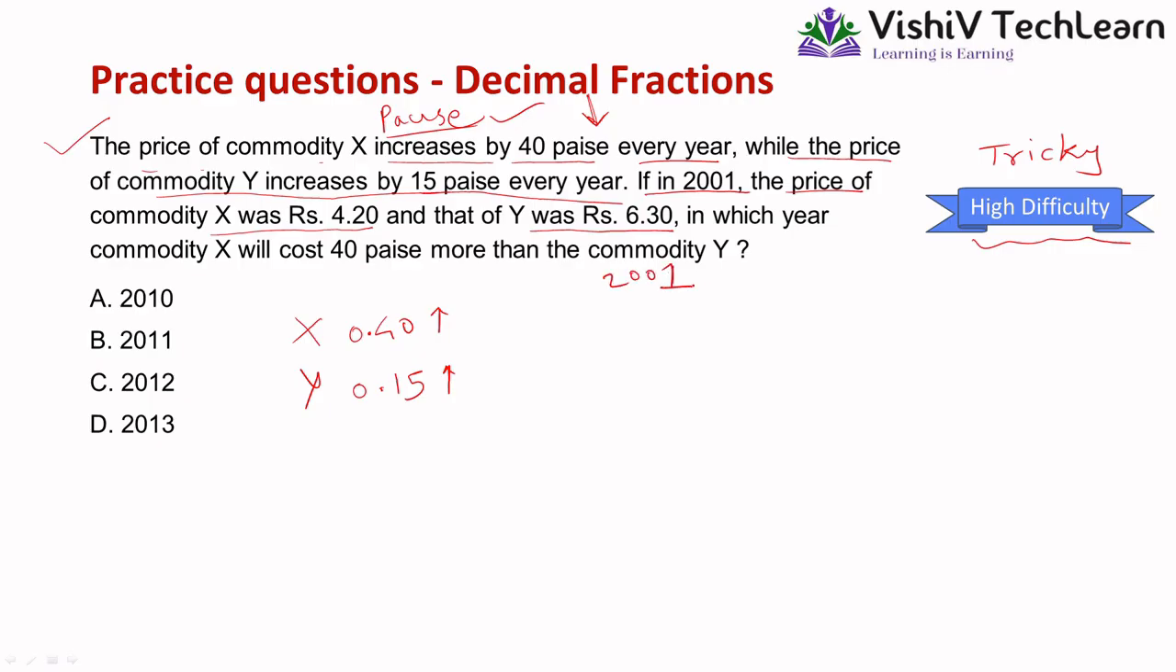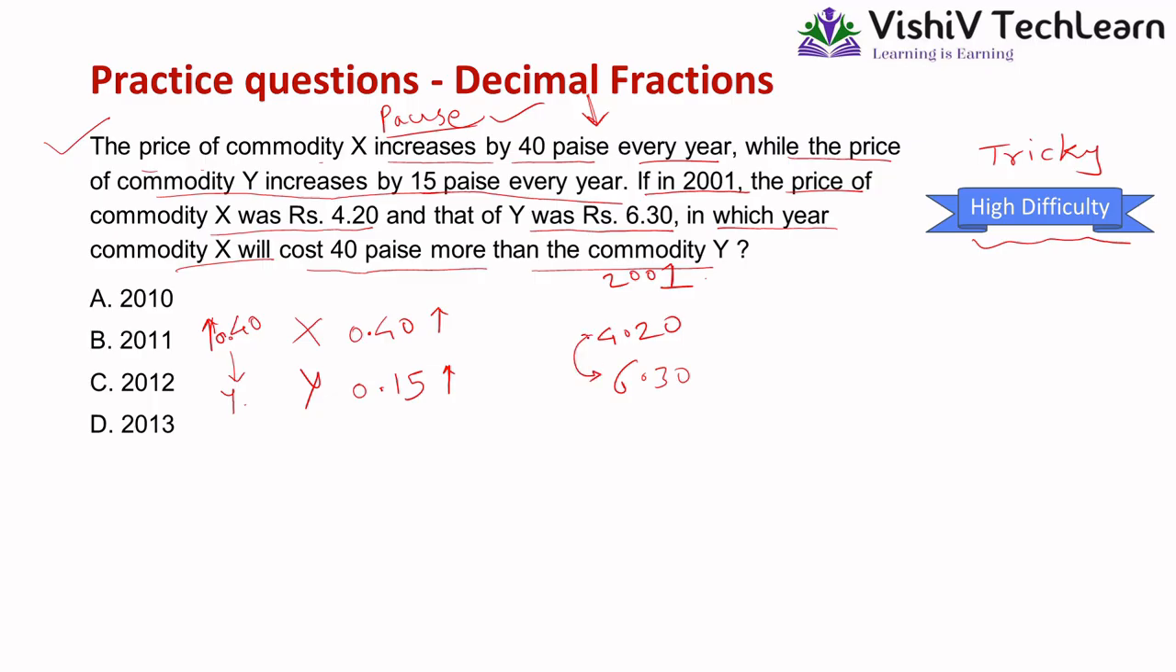So we can say 2001 year, here we can write it down. Commodity X is having the value rupees 4.20 and commodity Y is 6.30. In which year will commodity X cost 40 paise more than commodity Y? This is the question. So what is the condition? Commodity X has to be more by 40 paise, or 4.40, as compared to commodity Y.